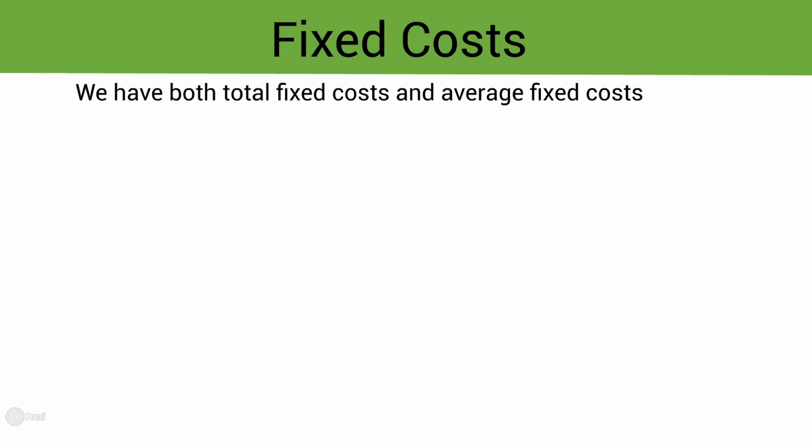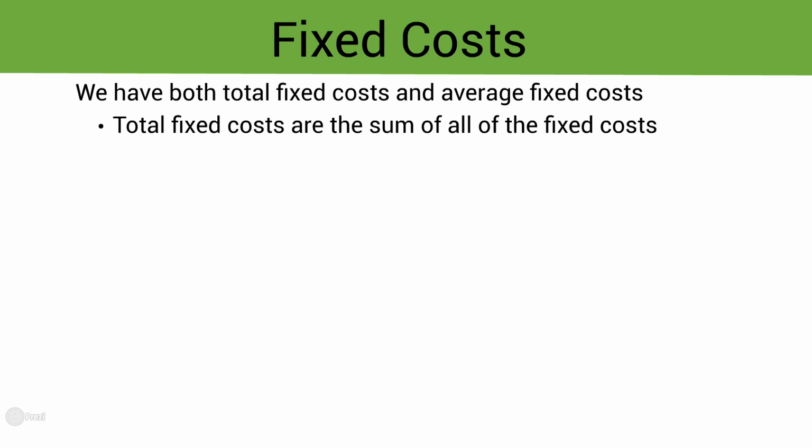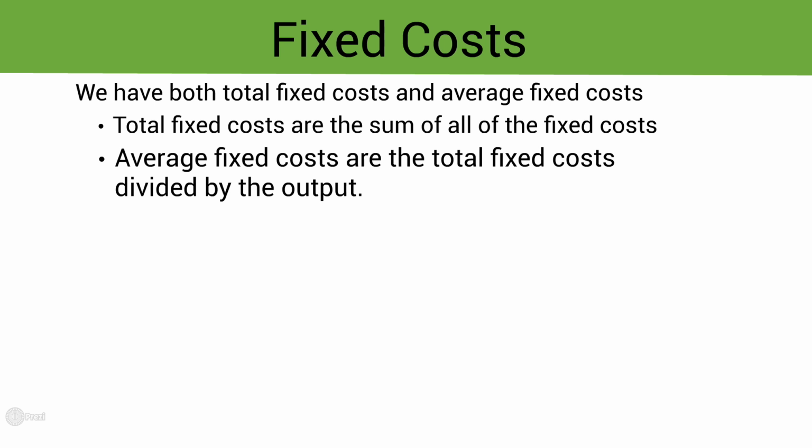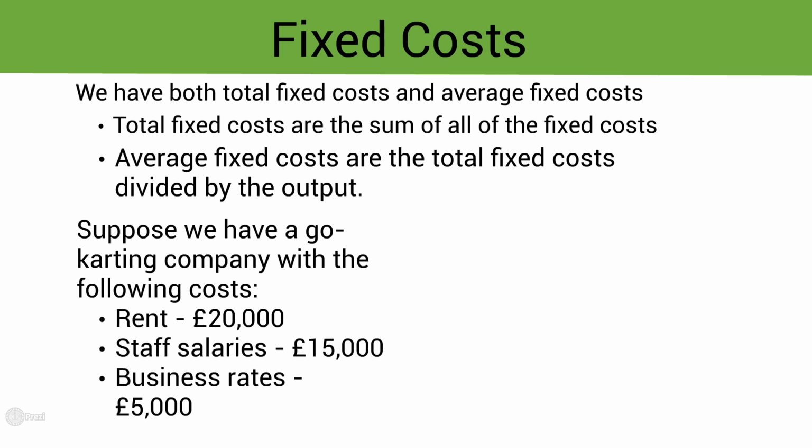With fixed costs, we can split them down into total fixed costs and average fixed costs. Total fixed costs are the sum of all the fixed costs for a firm. Average fixed costs are the total fixed costs divided by output. Here we have an example of a go-karting company with the following fixed costs. Rent is £20,000, staff salaries are £15,000, and the go-karting company has to pay business rates of £5,000. So the total fixed cost is the sum of all of these costs. So we do 20,000 plus 15,000 plus 5,000, which gives you a total fixed cost of 40,000.